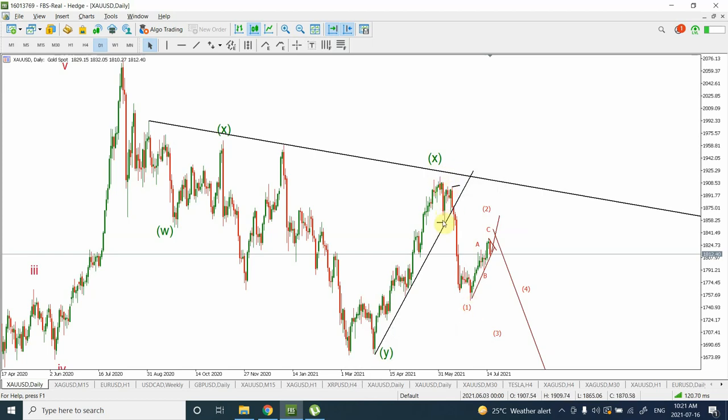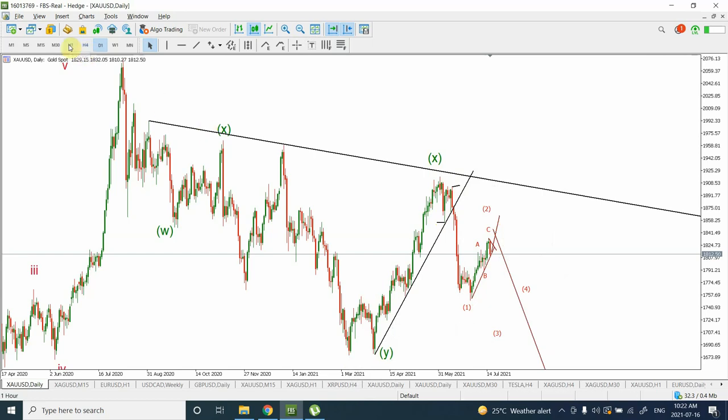Starting from this top right over here, we can clearly see a 5-wave structure, and we can also see the correction that's being built right over here. I believe this part of the correction is now complete, and as soon as this leg of the correction is complete, we are going to resume another leg of the correction.